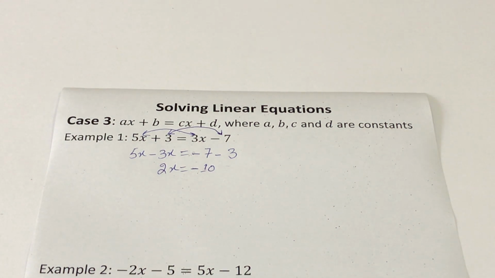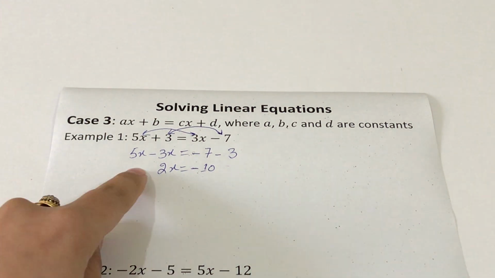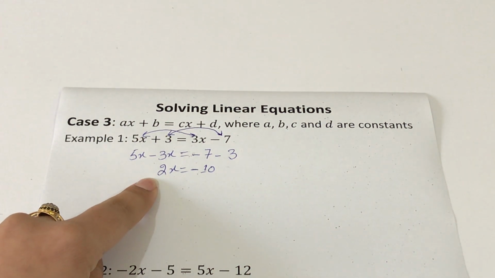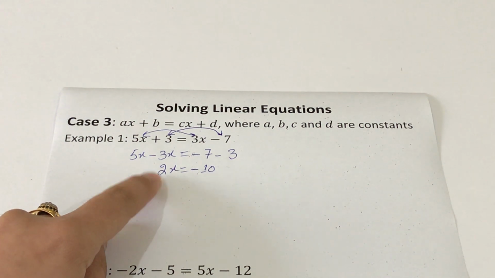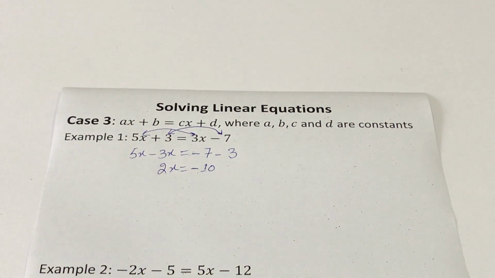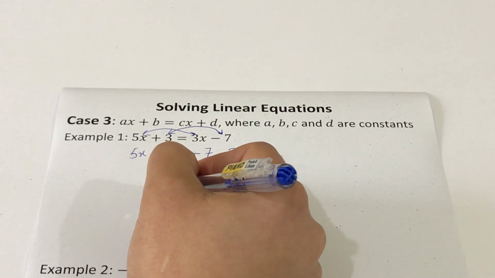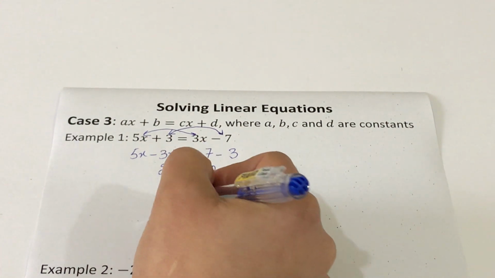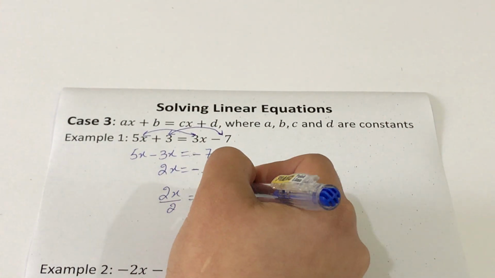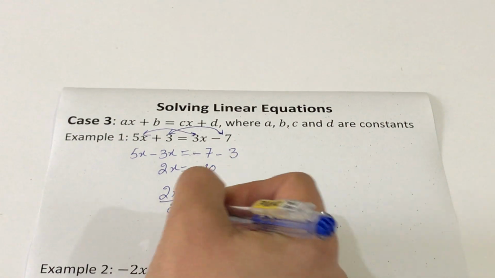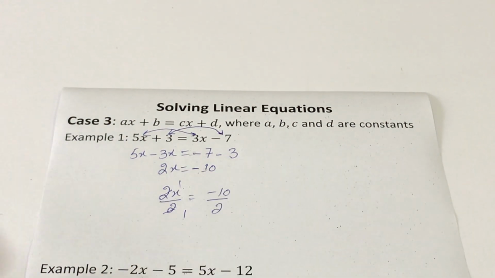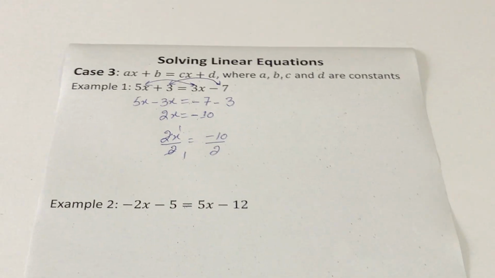Now the next thing we have to do, as we were doing in our previous video, you have to eliminate the coefficient of the variable because we need only the value of the variable. To eliminate the coefficient of the variable, we have to divide. We have to divide both sides by the coefficient, and our coefficient is 2. So we will divide both sides by 2. 2 ones are 2 and 2 ones are 2. Both will be eliminated, right?